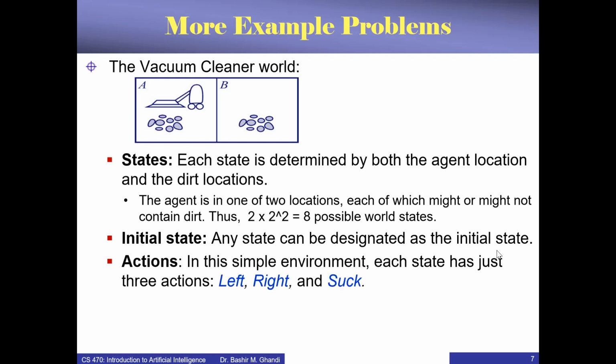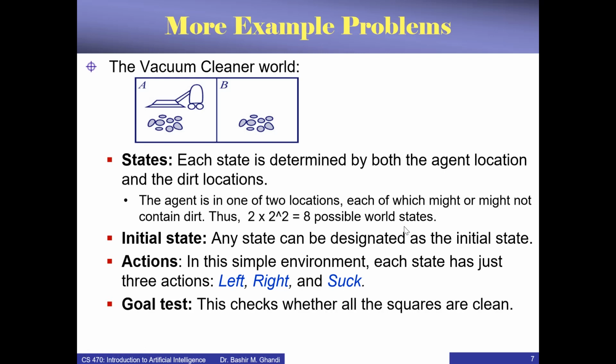And then what are the actions in each state that the agent can take? As we learned from the last lecture, in any state, there are only 3 actions. The agent can suck, or if it is already on the left, it can go to the right. If it is on the right square, it can go to the left square. These are the only 3 actions in any of those 8 possible states. What is the goal test? In this case, the goal test is simply to check whether all the squares are clean, because if they are clean, the goal of the agent has been satisfied.